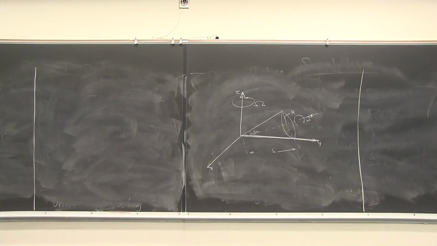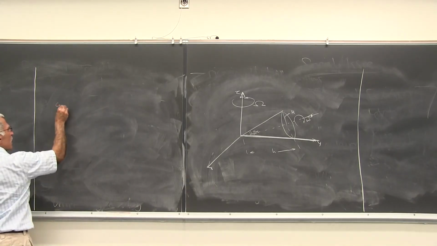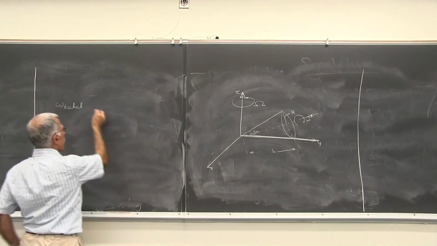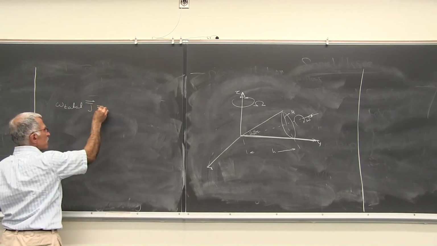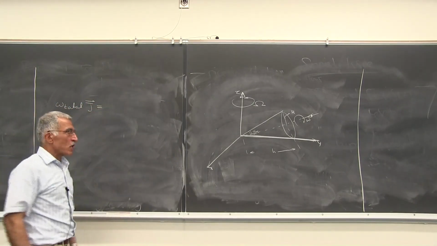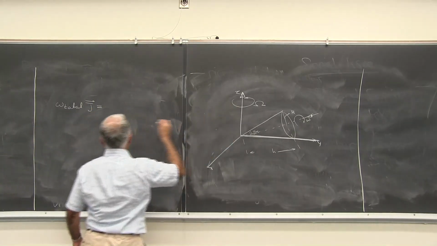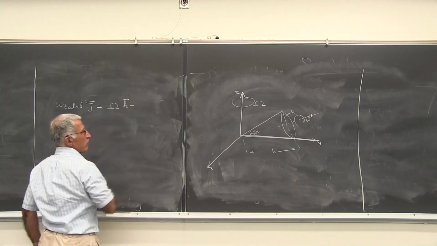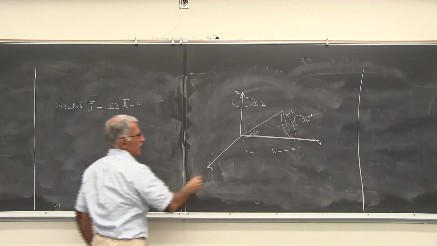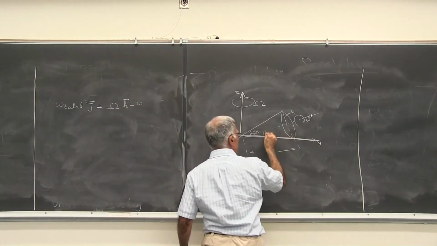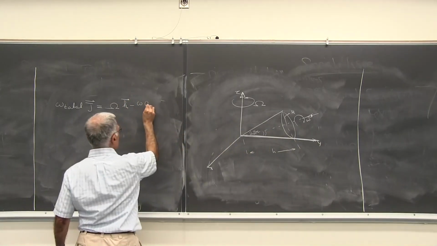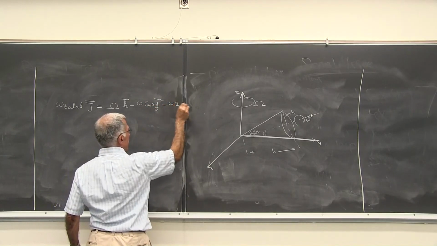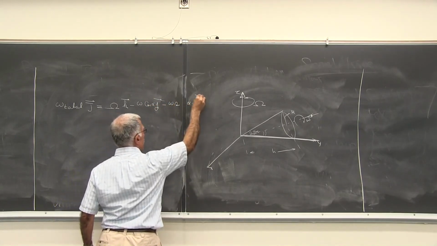So for this problem, you can say my omega total is in J direction. And the same omega total is omega K minus omega, and this omega, cosine alpha J minus omega sine alpha K.